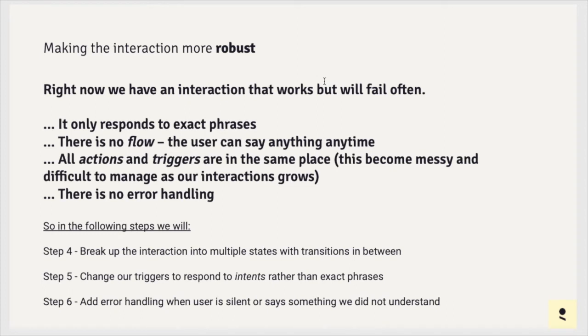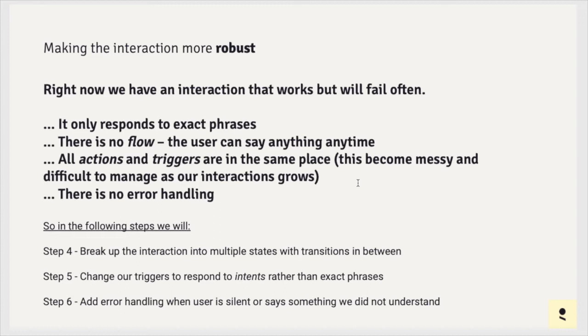And the first step here is to make the interaction more robust. Right now we have an interaction that works but will fail often. It only responds to exact phrases. There's no flow. The user can say anything, anytime. All actions and triggers are in the same place. This will become just messy and difficult to manage as our interaction grows. And there's no error handling.